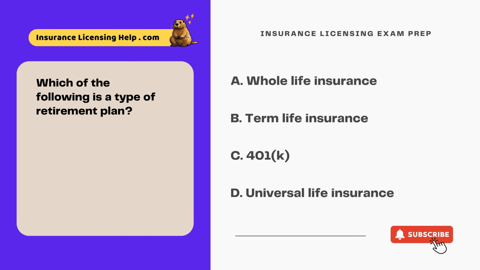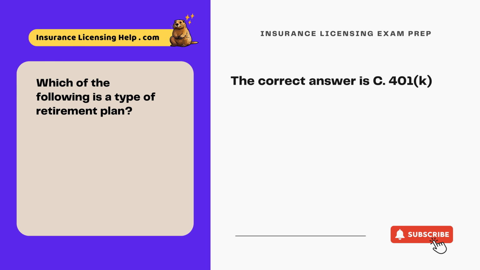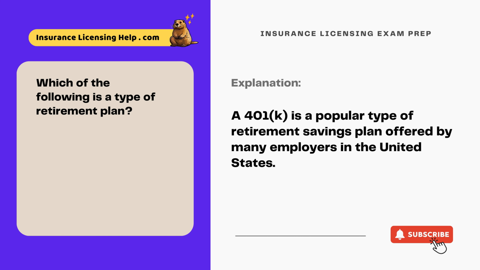Which of the following is a type of retirement plan? A. Whole life insurance. B. Term life insurance. C. 401(k). D. Universal life insurance. The correct answer is C, 401(k). A 401(k) is a popular type of retirement savings plan offered by many employers in the United States.